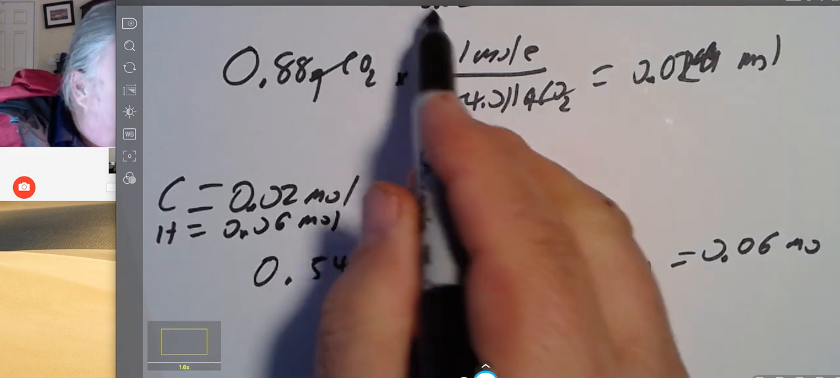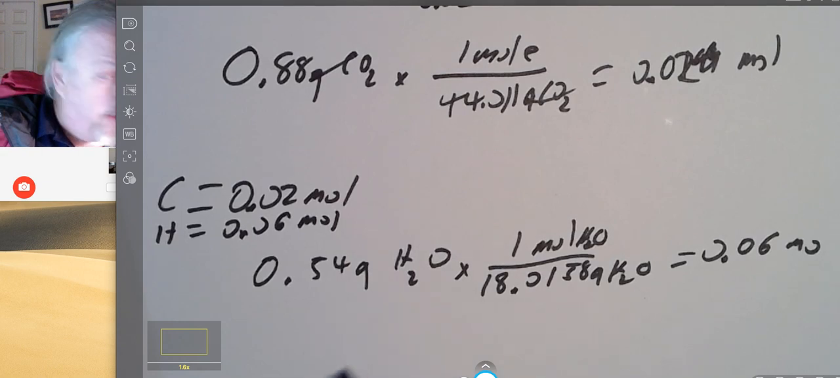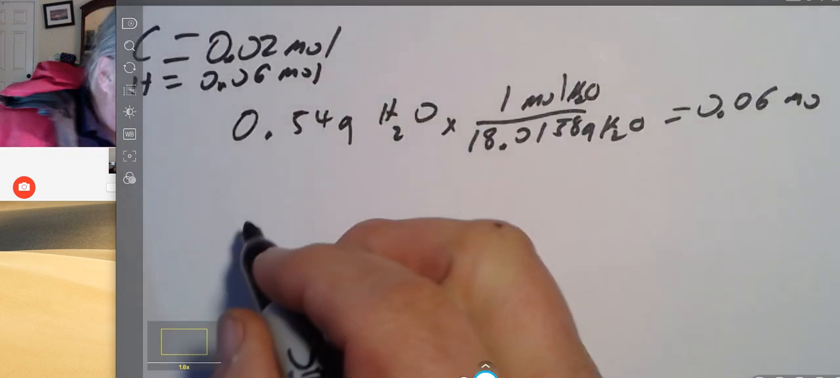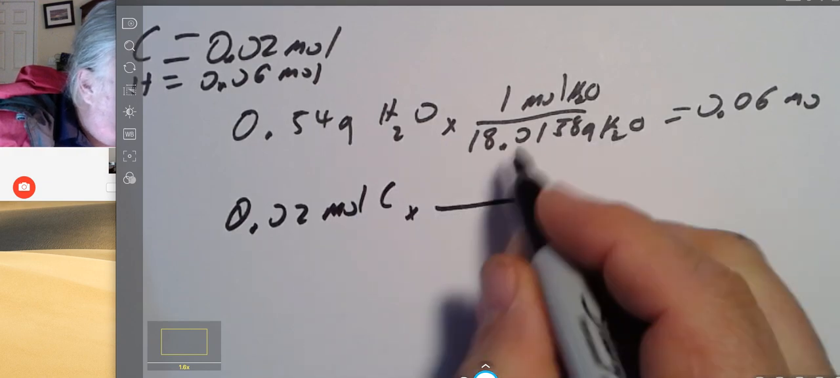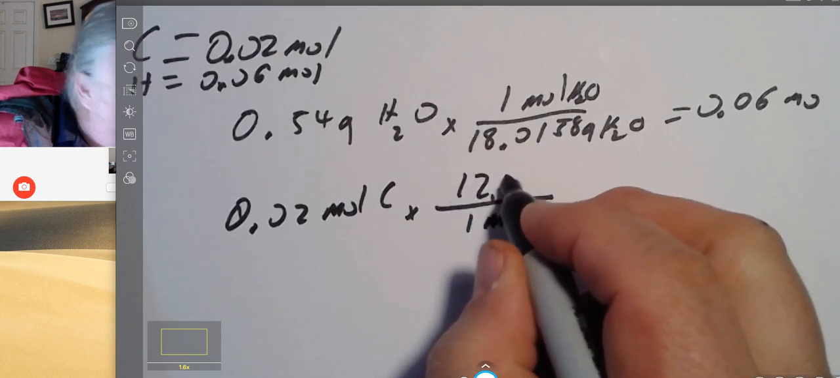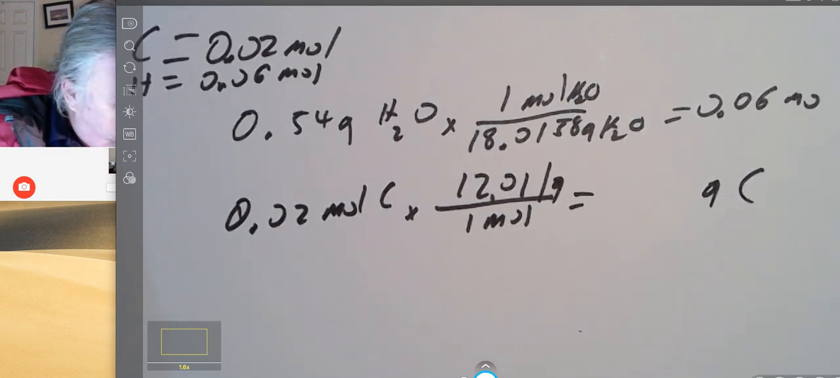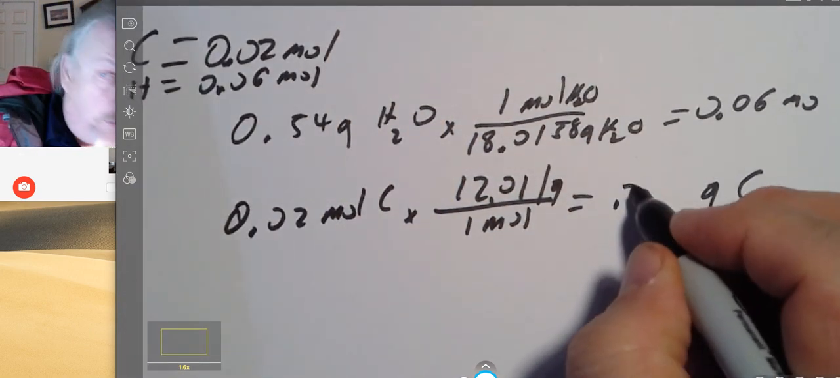Now I know the moles of carbon, I know the moles of hydrogen, so I can take those moles of that compound and do some more conversions, and convert those into grams. So again, I have 0.02 moles of carbon, and I multiply it by the atomic mass of carbon, which is 12.011, and I'm going to get grams of carbon. 0.02 times 12.011, and if I hit that, it's going to give me 0.240 grams.